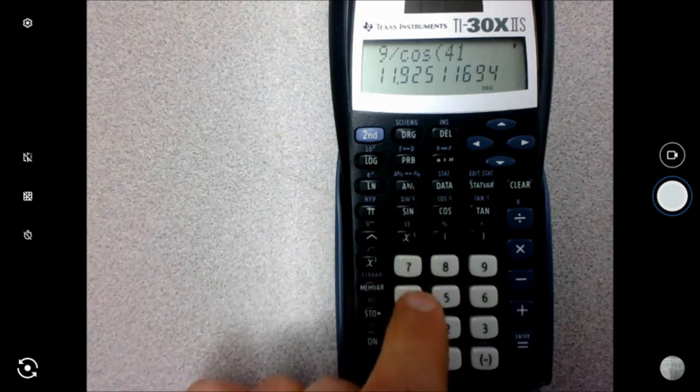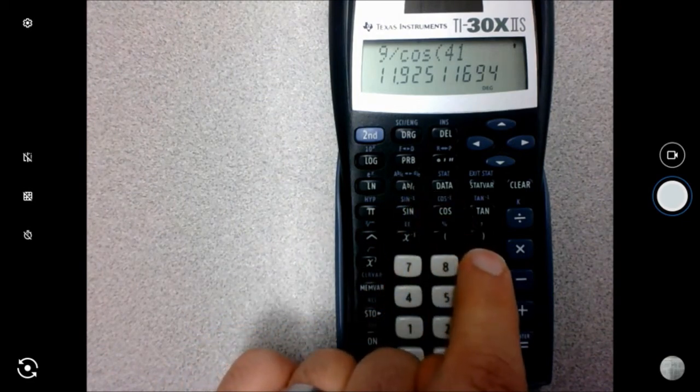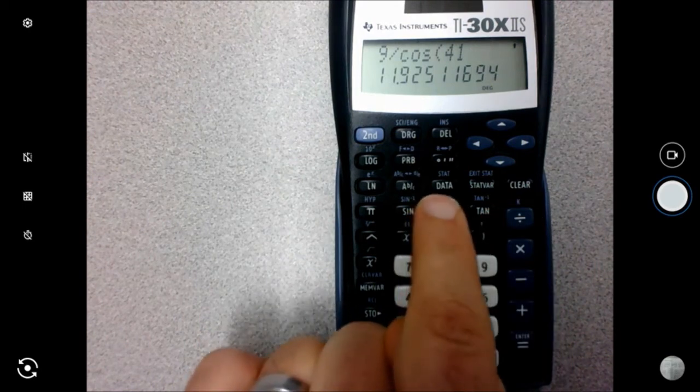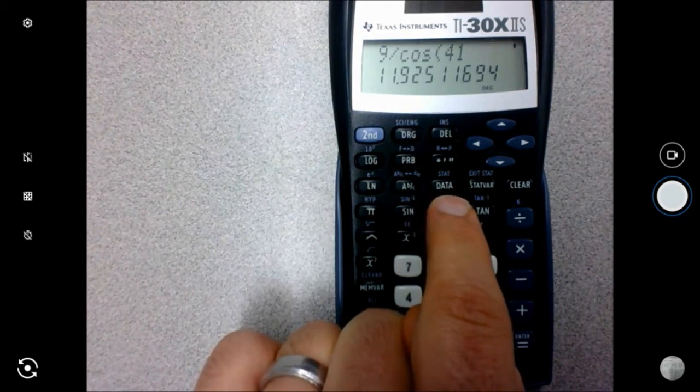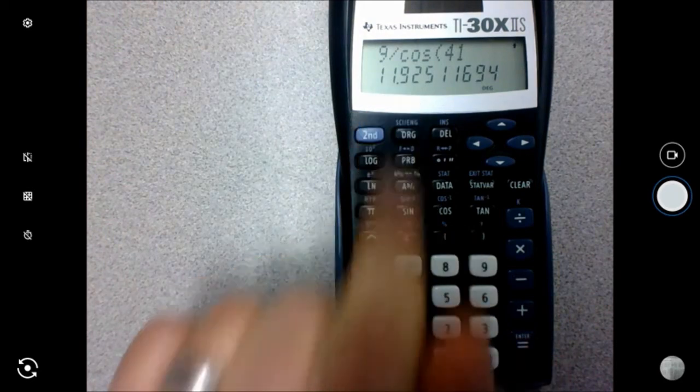If you're one of those folks who had to type the 41 before you type the cosine, you're going to type 9 divided by. You're going to type 41. You're going to press the cosine button, so that takes the cosine of 41. And then when you hit the equal sign, it will finish the division problem. And you should get the exact same answer that I am.